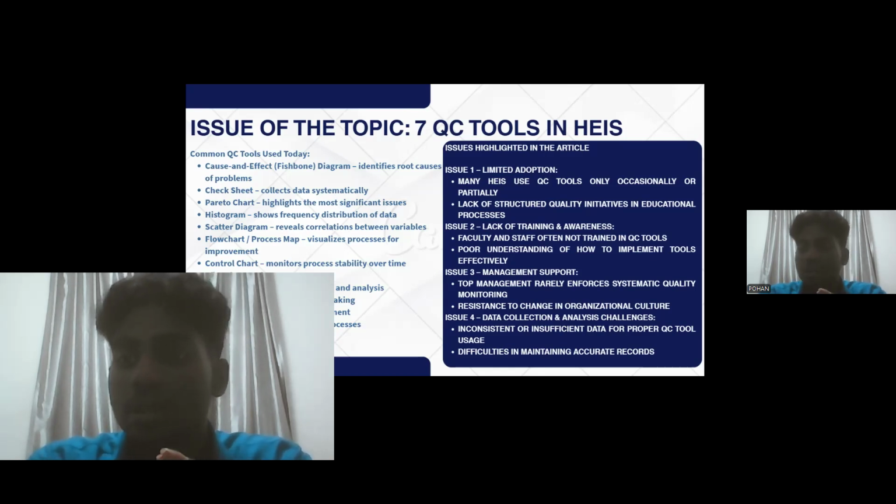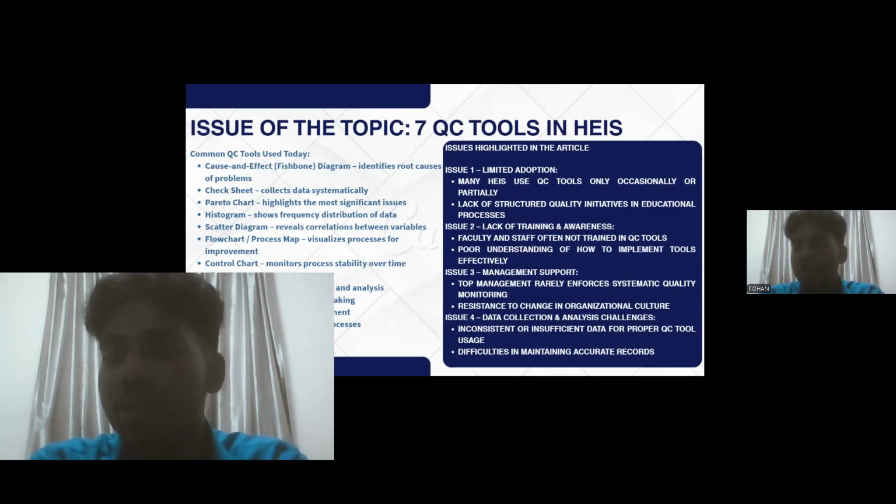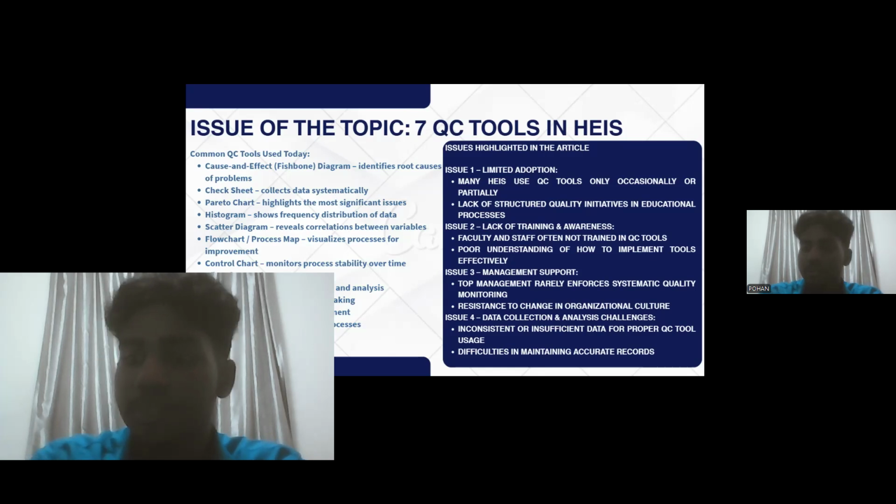Another important quality management topic is the seven quality control tools, which are widely used by organizations to identify problems, analyze data, and improve processes. The tools are, as I mentioned in the issues topic, the check sheet, the Pareto chart, and so on. These tools provide several benefits: they help simplify complex problems, support data-driven decision making, and encourage continuous improvement within a process. Because these tools are relatively simple to use, they can be applied at different levels of an organization.